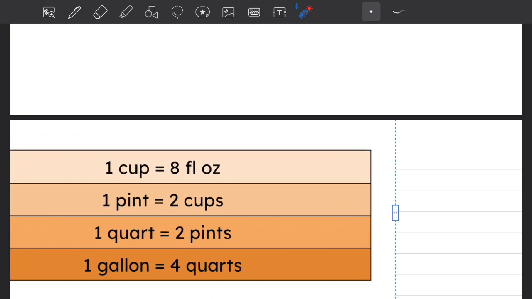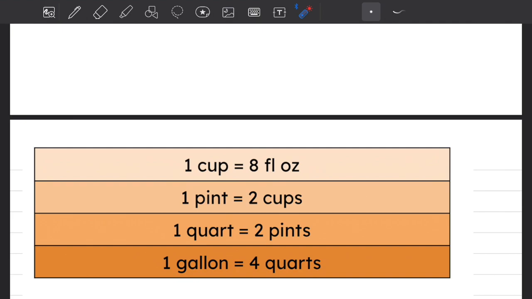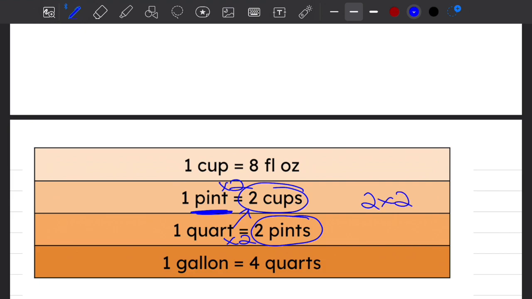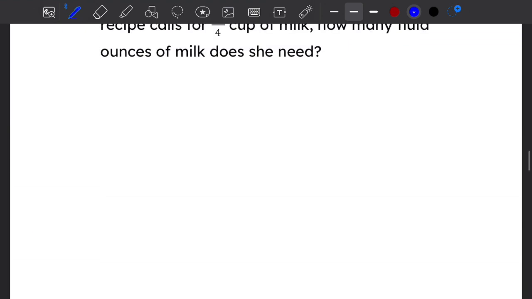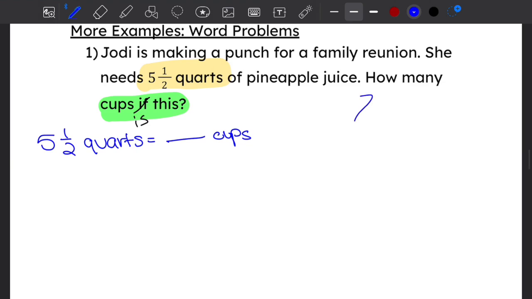So here's what I'm going to do. You can solve this step by step like we did in the previous video, or you can go directly from quarts to cups by multiplying the conversion factors. And that is what I'm going to do here. So 1 quart is 2 pints. And then I'm going to take that and convert it to cups, so I multiply by 2. Together, 2 times 2 gives me 4. So the conversion factor is 1 quart is equal to 4 cups.